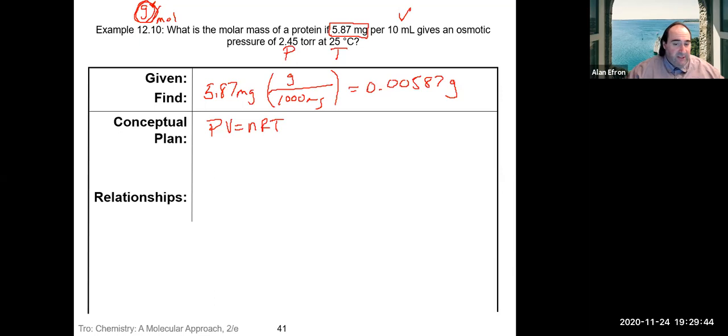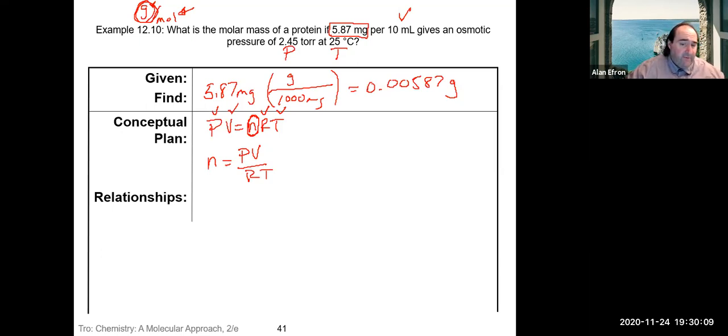If we just check off what we got, we have pressure, we have volume, we have temperature, we always have R, and the only thing we're missing is n, which is moles, which is good because that is what we need to figure out the molar mass. So we're going to really use our ideal gas law here and solve for n, which would be PV over RT. We do have to do some conversions here.